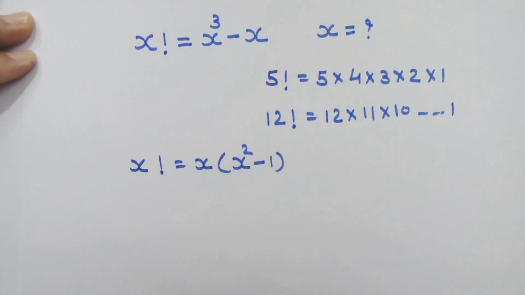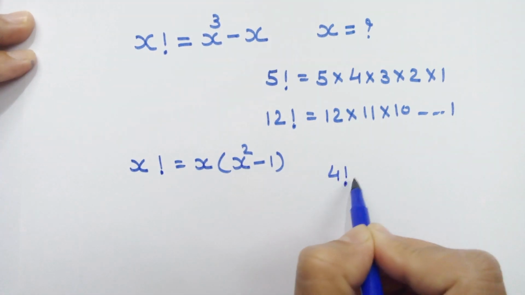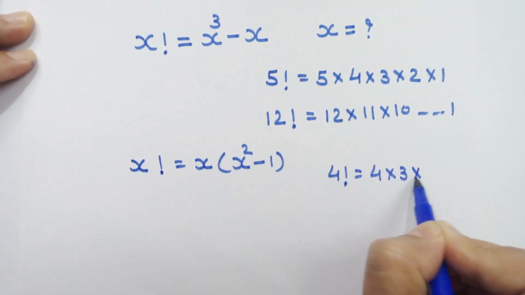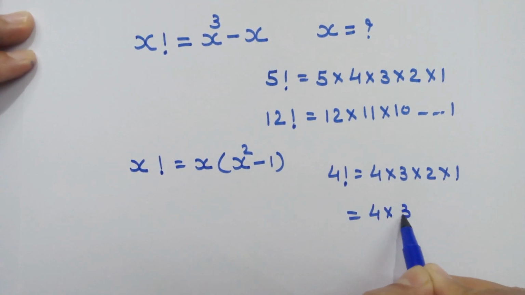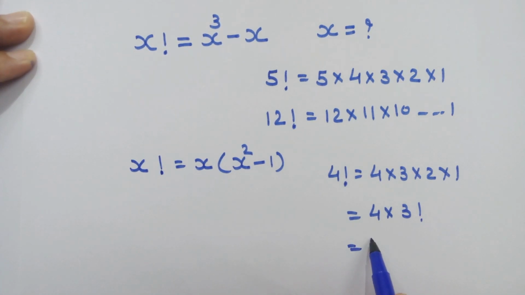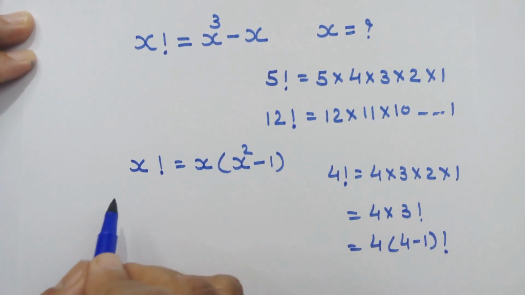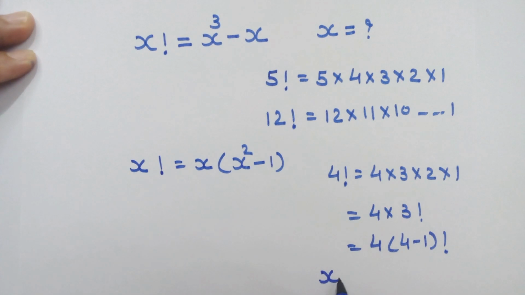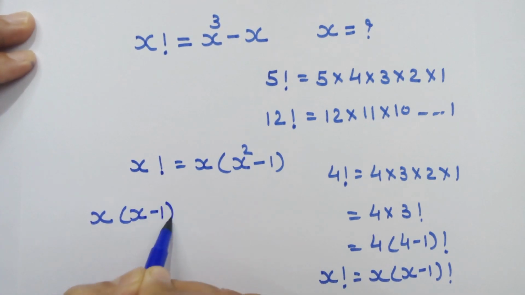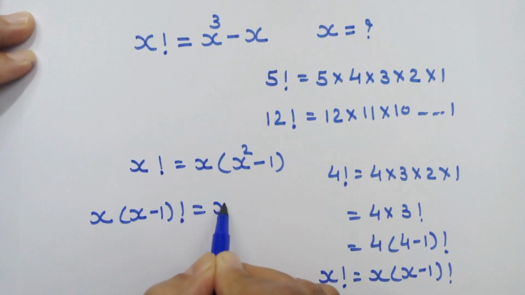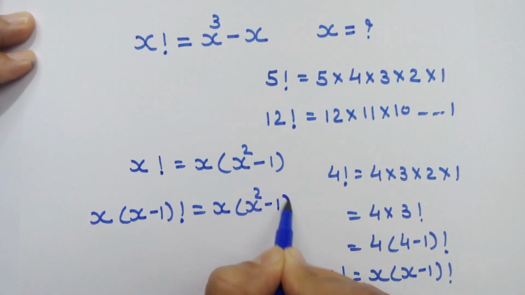Okay, now for an example, 4 factorial is equal to 4 into 3 into 2 into 1. Okay, and we can also write like this, 4 into 3 factorial, and we can also write like this, 4 into 4 minus 1 factorial. Okay, so here we have x factorial, so we can write x into x minus 1 factorial. So let's do it. x into x minus 1 factorial is equal to x into x square minus 1.